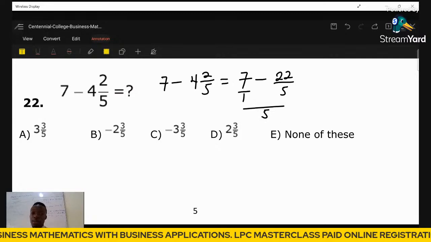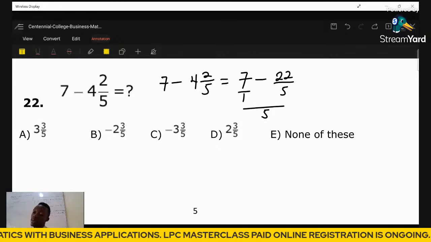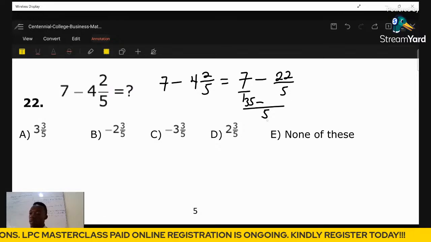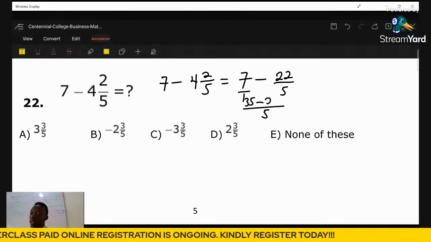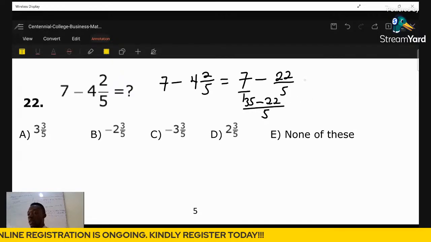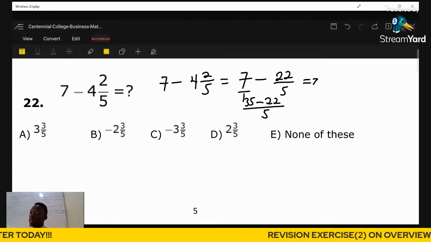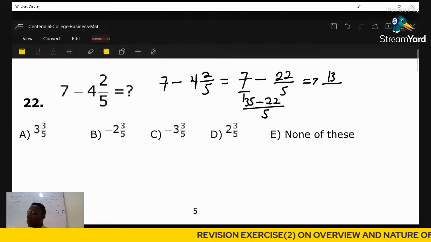1 goes to 5 how many times? That is 5. 5 multiplying 7, we are getting what? 35. Okay, minus 5 goes to itself 1, multiplying 22, you are getting what? 22. So at the end of the day, we should be able to arrive at what? So when you take 22 from 35, you should be able to arrive at 13 out of what? 5.